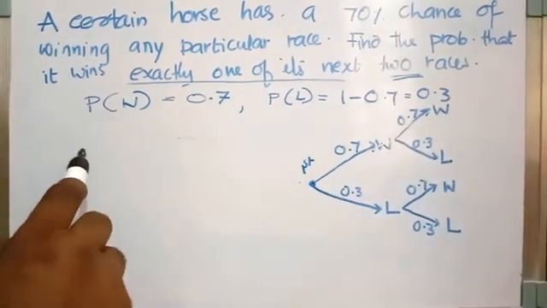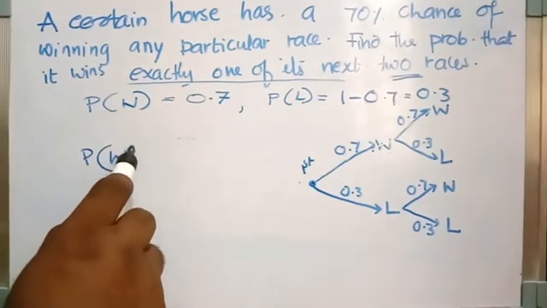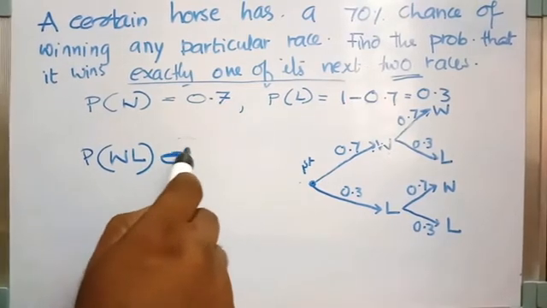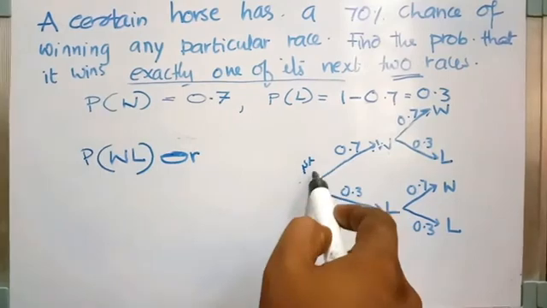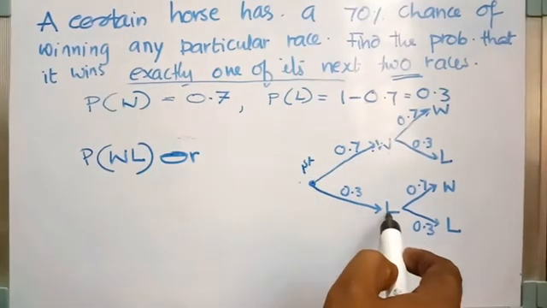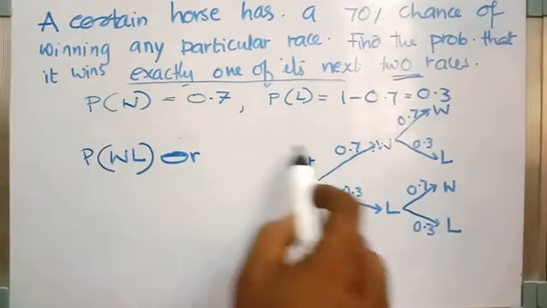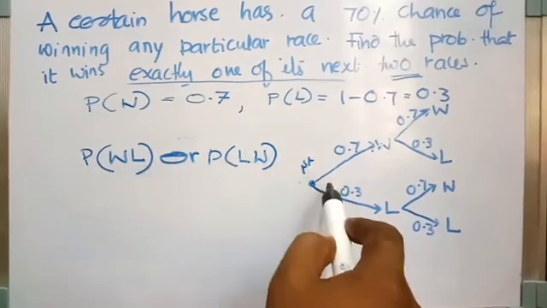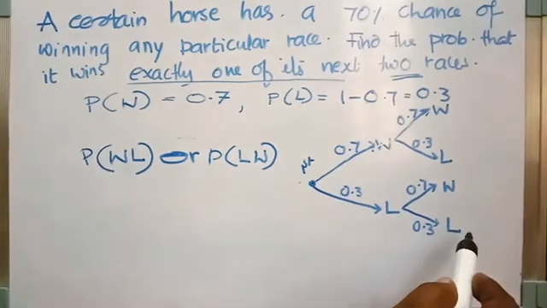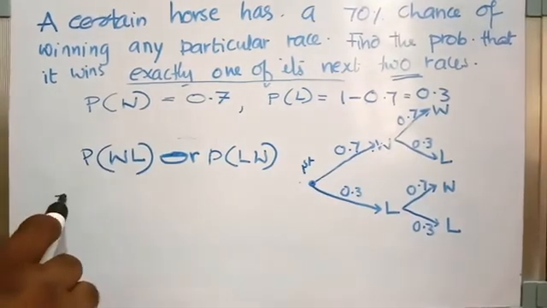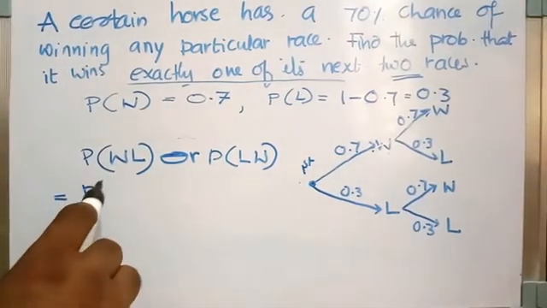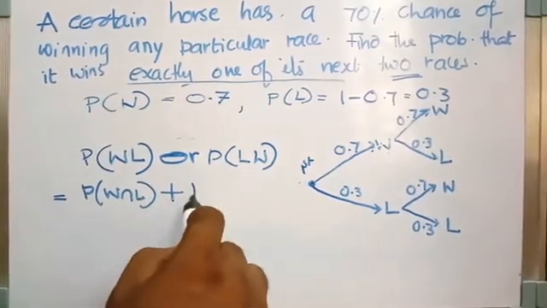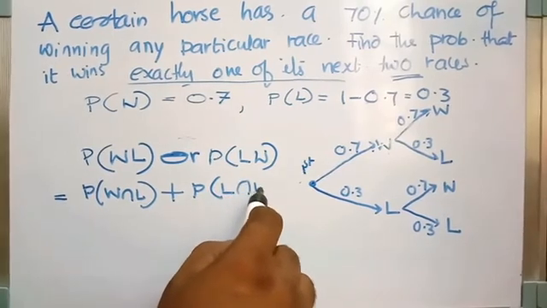So we have to find probability of win and loss, or when you go for the next branch, we can find lose and win. That is also exactly one win. So probability of lose and win. The fourth branch is loss and loss, and there is no win in that. So our required parts are probability of win and loss, or probability of lose and win.